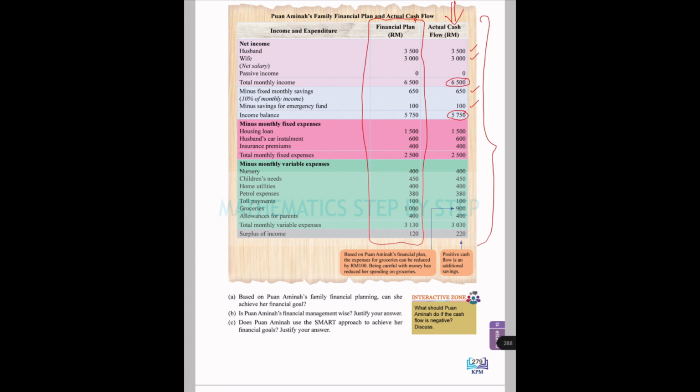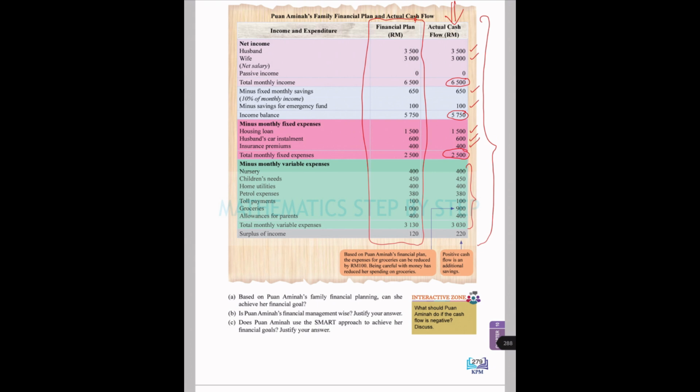Then housing loan is the same, car installment is the same, insurance is the same. Okay, so fixed expenses 2,500. Then let's see, there's a little bit different in this part on variable expenses.